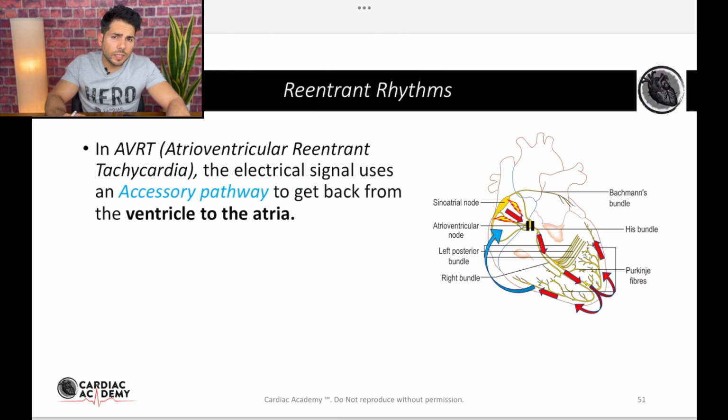Now, in AVRT, this depolarization uses the normal conduction pathway. However, once it reaches the Purkinje fibers, it goes back from the ventricle into the atria using an accessory pathway.